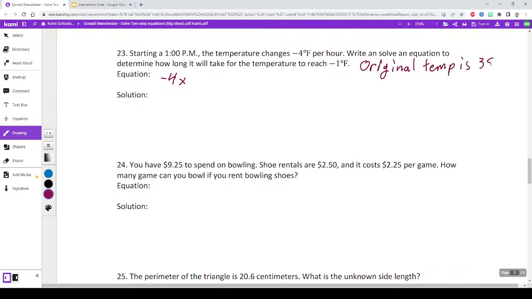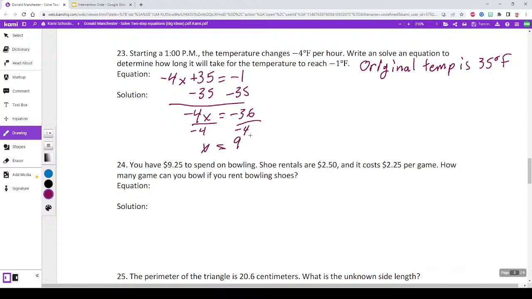is 35 degrees Fahrenheit. So -4x plus 35 degrees where we start, we're going to go down to -1. So we subtract 35 from both sides. That's -4x equals -36. We divide both sides by -4. And x equals 9. It's going to take 9 hours.